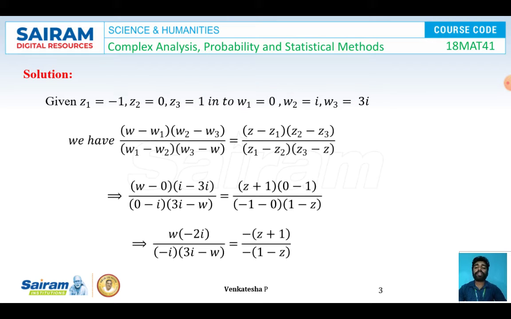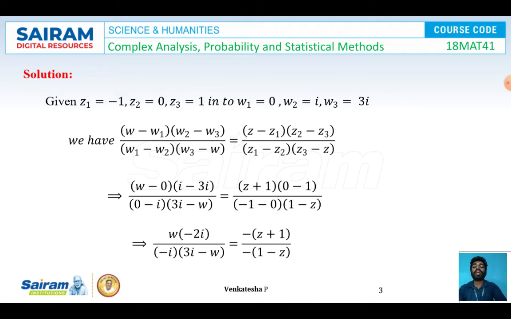After replacing all these points, we got the equation (w - 0)(i - 3i) / (0 - i)(3i - w) = (z + 1)(0 - 1) / (-1 - 0)(1 - z). So by simplifying this, i - 3i will be -2i. By simplifying this, we'll be getting -i. Here it will become -1 and this will become -1.